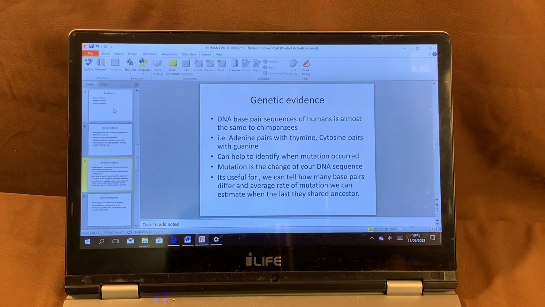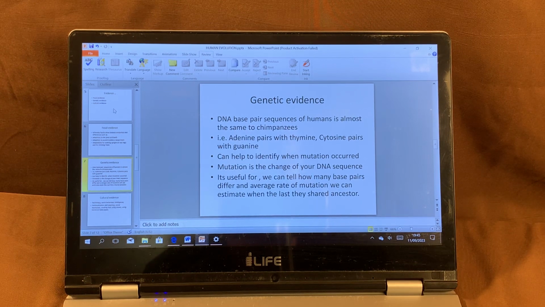With the genetic evidence, they found out with the use of DNA base pairs. The base pair sequence shows that that of human beings is almost the same as that of chimpanzees. For example, when we talk about base pairs, we talk about adenine pairing with thymine and cytosine pairing with guanine. It shows that the chimpanzees do pair like us.